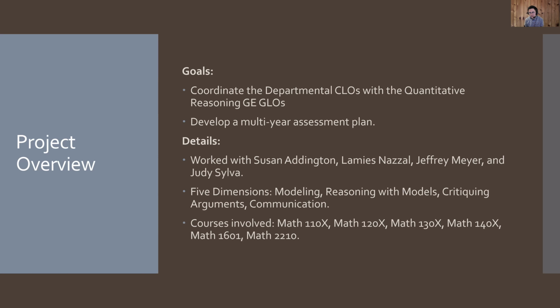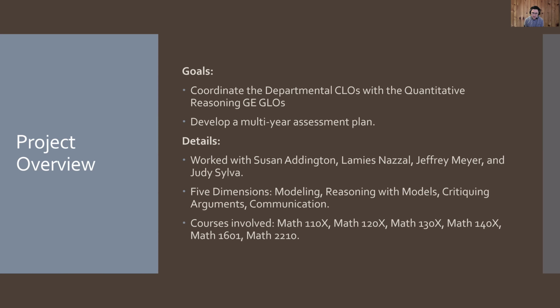The quantitative reasoning general outcomes essentially have 5 dimensions. Dimension 1 is modeling. Dimensions 2 and 3 are more or less reasoning with models. Dimension 4 involves critiquing arguments, and dimension 5 involves communicating mathematics. So those are the 5 QR dimensions.